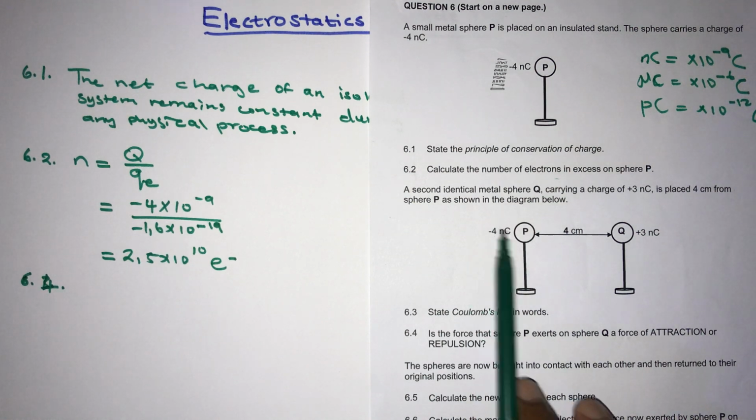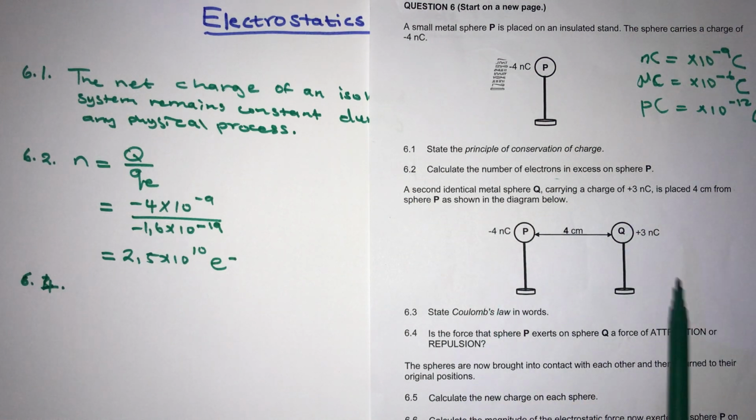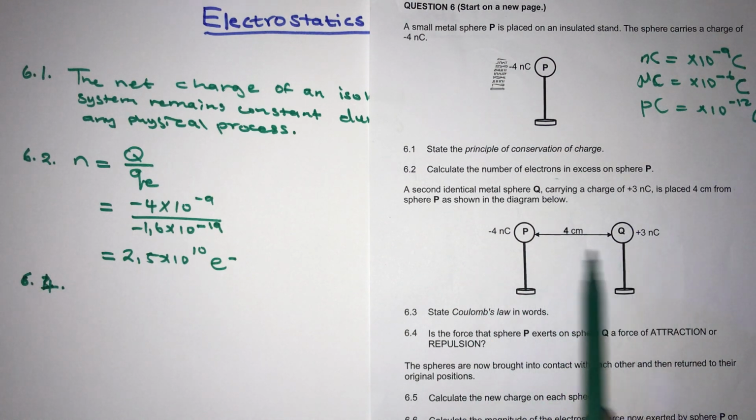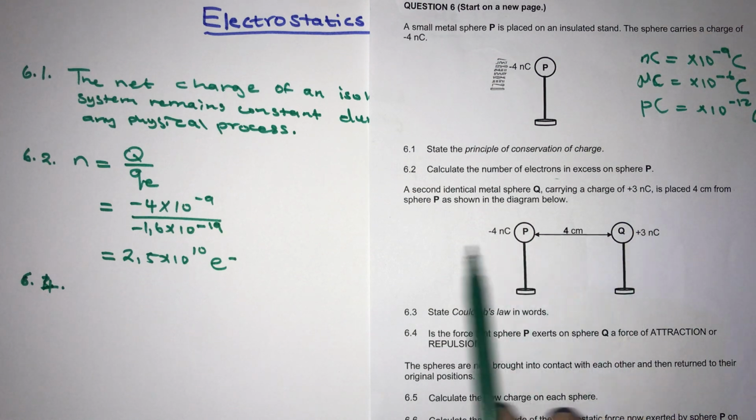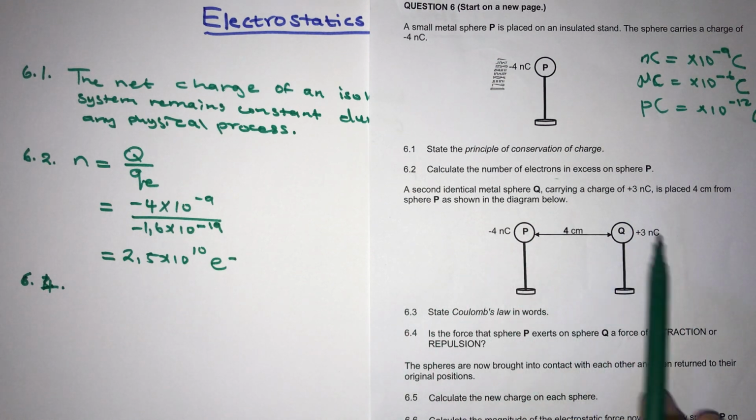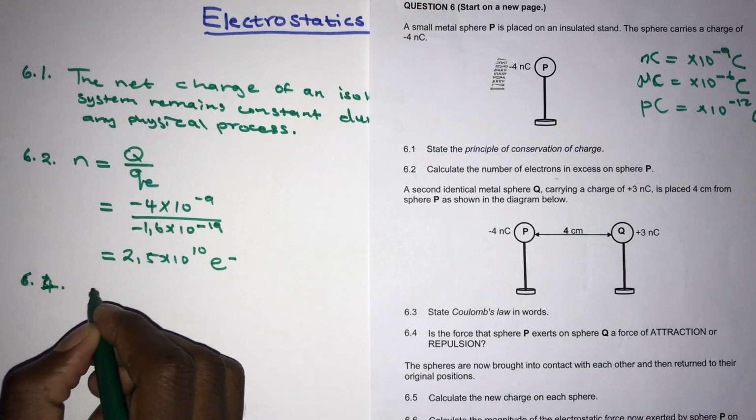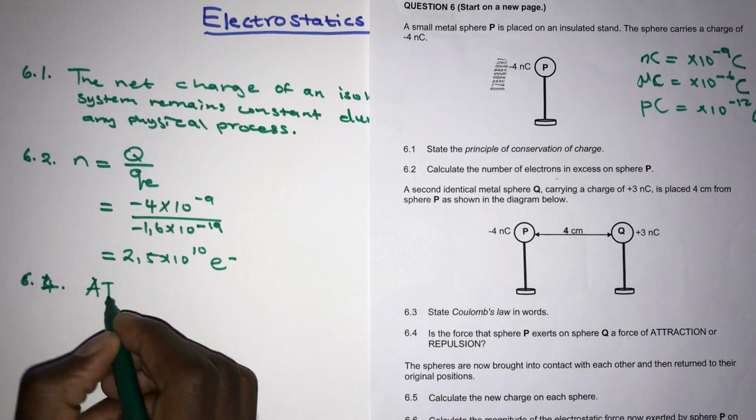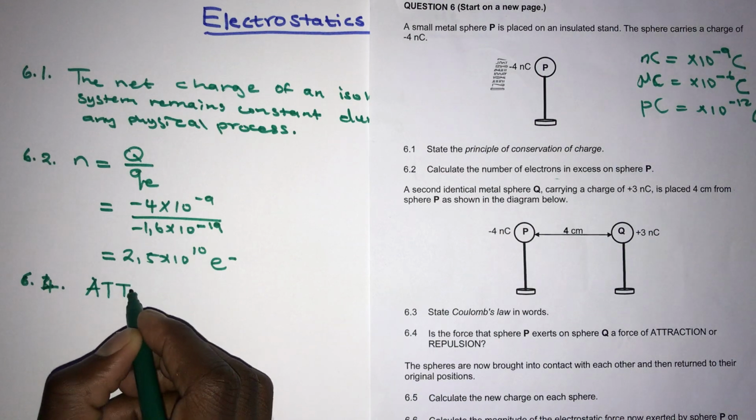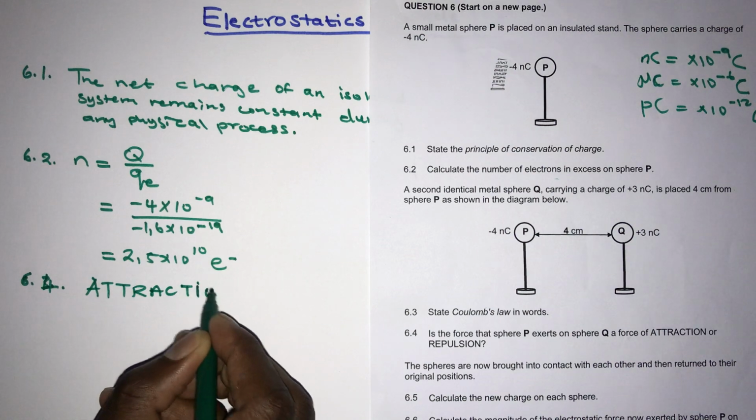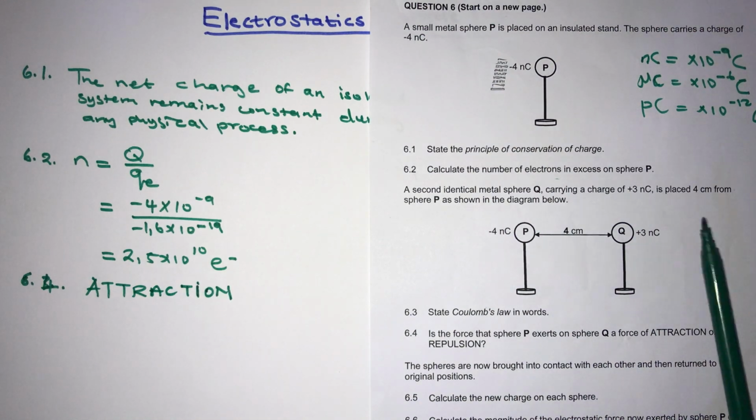So let's check here. We have -4 and +3. These are unlike charges. It means that they are going to attract each other. So since they are going to attract each other, it's the force of attraction because they are attracting each other. So this is the force of attraction because these are unlike charges, right?